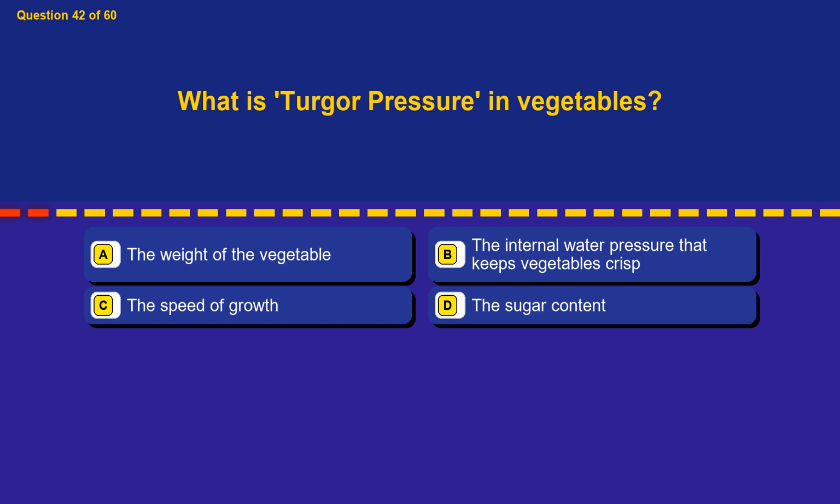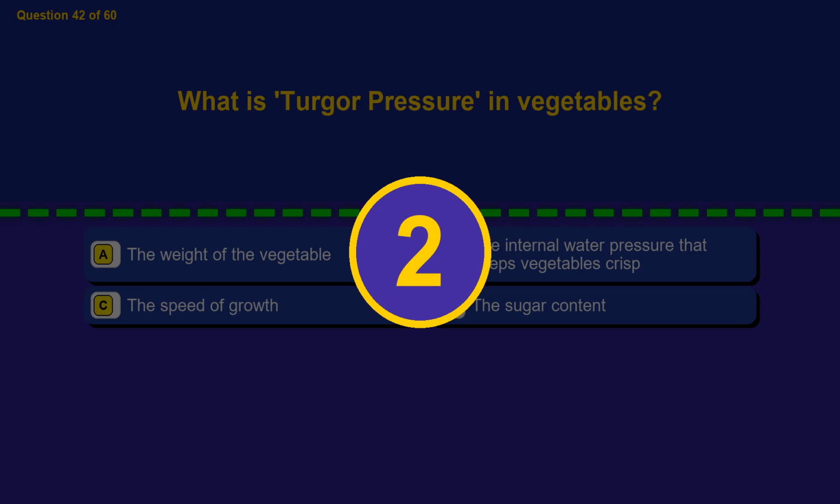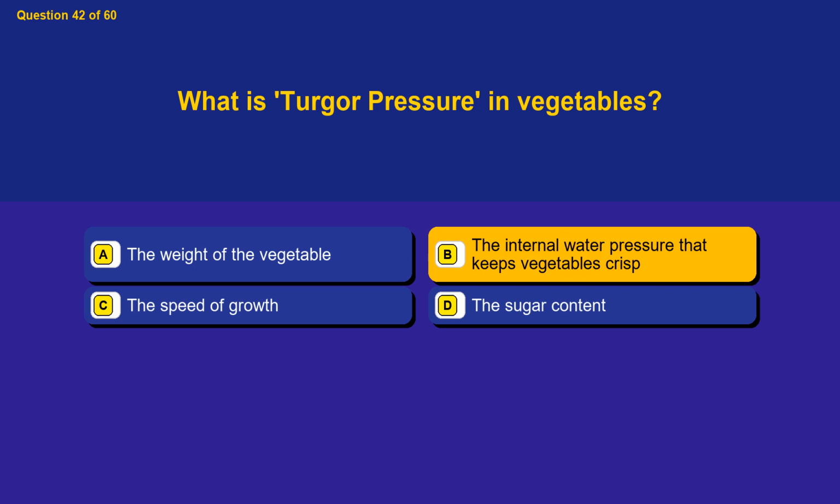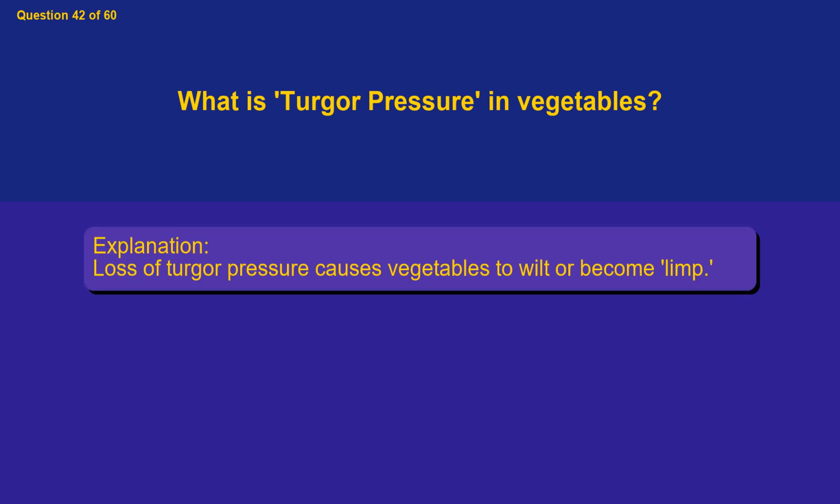Question 42. What is turgor pressure in vegetables? Option A. The weight of the vegetable. Option B. The internal water pressure that keeps vegetables crisp. Option C. The speed of growth. Option D. The sugar content. The correct answer is option B. The internal water pressure that keeps vegetables crisp. Loss of turgor pressure causes vegetables to wilt or become limp.